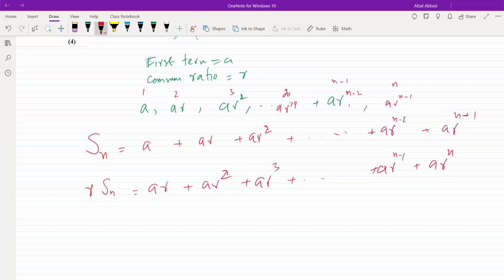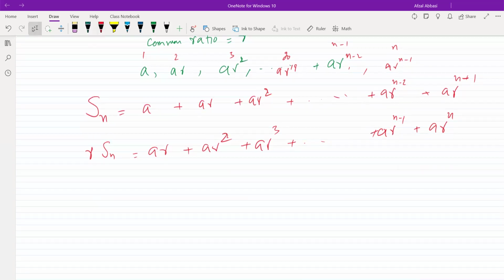Now we will subtract these two sums, Sn and rSn. We subtract the top equation minus the bottom equation. That means Sn minus rSn. It means we have to change the sign for the second line, so all of its terms will become minus. Whether you show it or not doesn't matter.